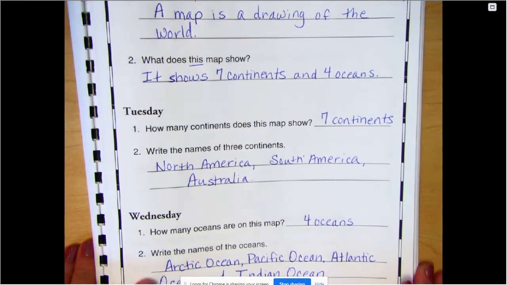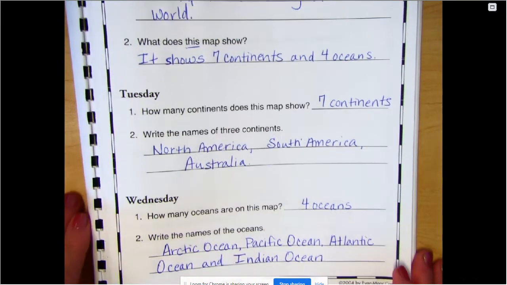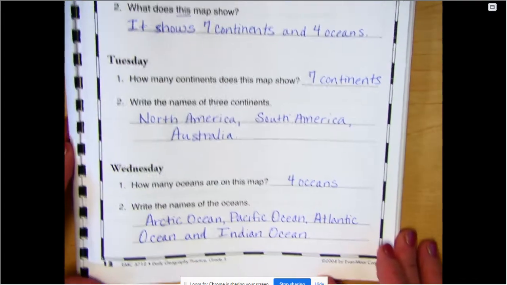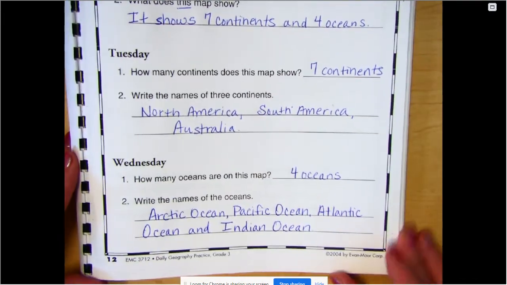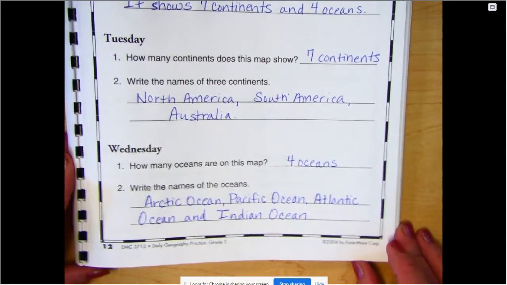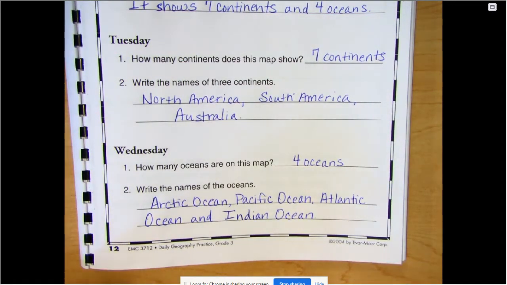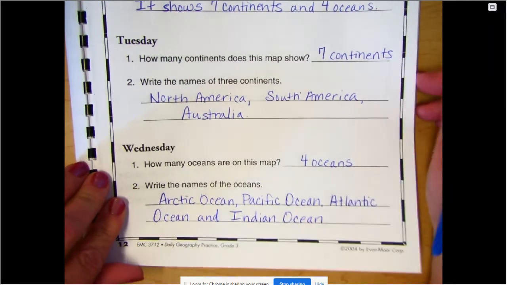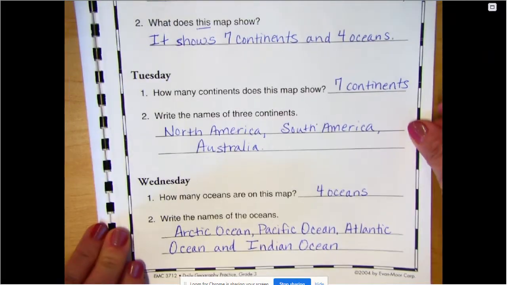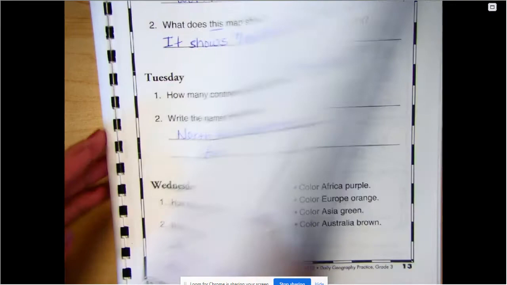Should say a map is a drawing of the world. Number 2, it shows 7 continents and 4 oceans. Number 1 on Tuesday, 7 continents. Number 2, you could have written any of the 7. I wrote North America, South America, and Australia. On Wednesday, it shows us 4 oceans, and those oceans are Arctic Ocean, Pacific Ocean, Atlantic Ocean, and Indian Ocean. All right, so hit pause right here if you need a few seconds to finish writing, because I'm going to turn the page. So when you're done, you can unpause it, and you'll be right with us.